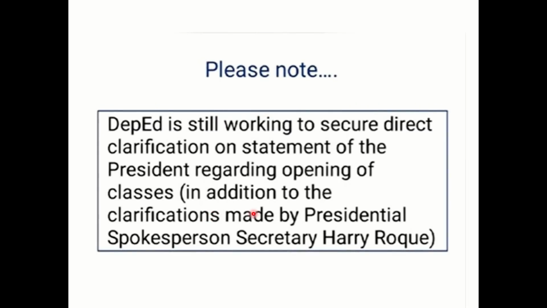Please note, DepEd is still working to secure direct clarification on statement of the President regarding opening of classes, in addition to the clarifications made by Presidential Spokesperson Secretary Harry Roque.